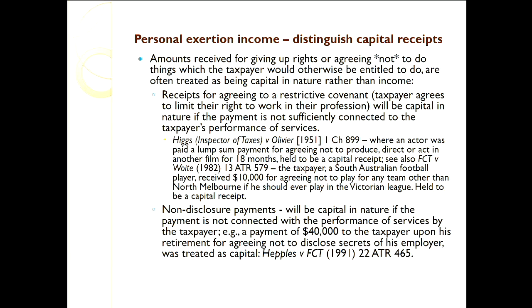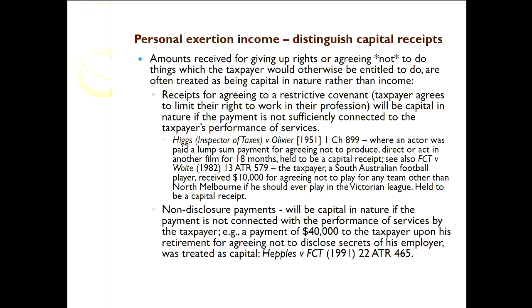It's very important, if you're talking about non-disclosure payments, to note when during the employment contract it is given. Here it's given at the end, right? It happens at retirement. If you see an employer giving a payment to someone at retirement, for agreeing not to do something, then it's likely to be capital, as it was here.